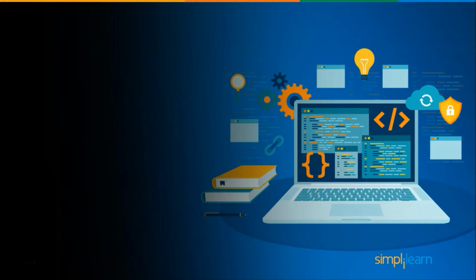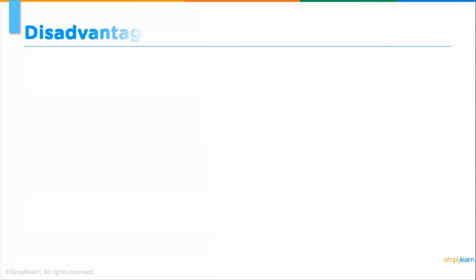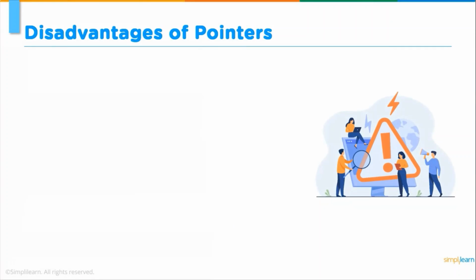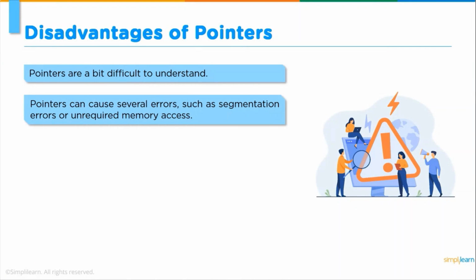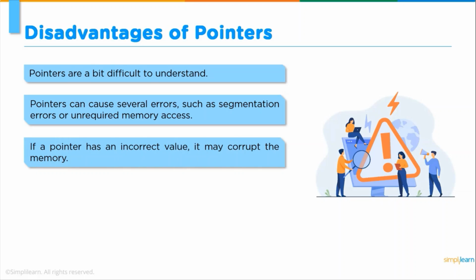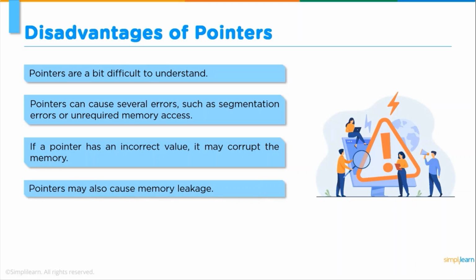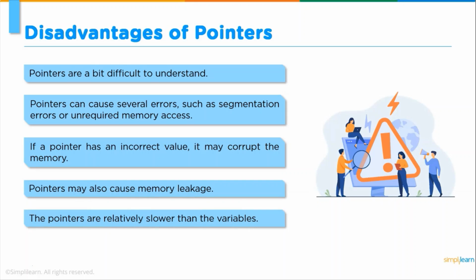Now, let's talk about some disadvantages as well. First up, pointers are difficult to understand, so a programmer needs to be careful while handling them. They might raise errors like segmentation error or access some unrequired memory and cause program failure. If a pointer is pointing to an incorrect value, then it might corrupt memory. Pointers may also cause memory leakage. Also, pointers are slower than variables.